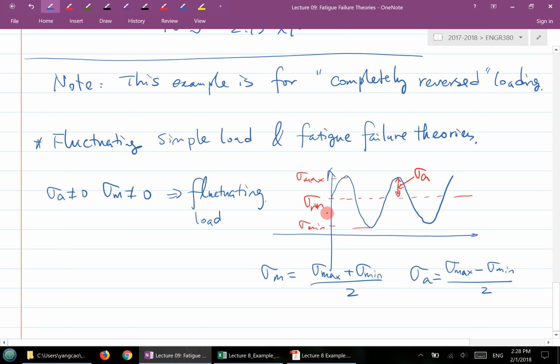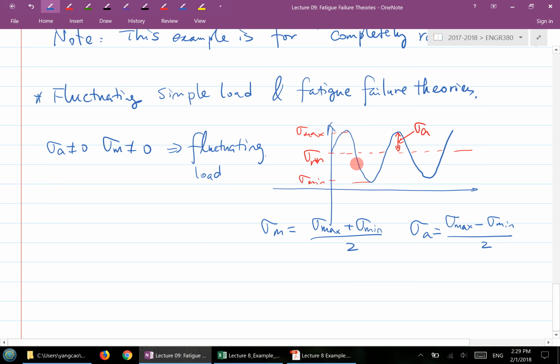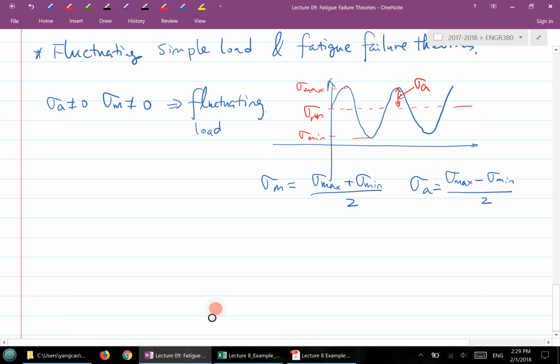Now, what type of scenario will give us this kind of fluctuating load then? I'll give you one scenario that actually results in the fluctuating type of load. For example, let's say we have a shaft here.